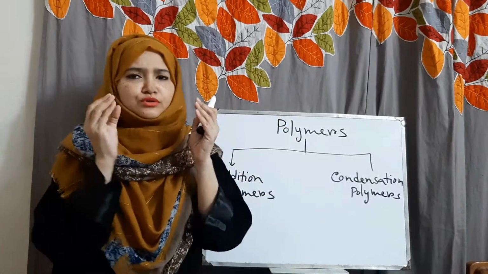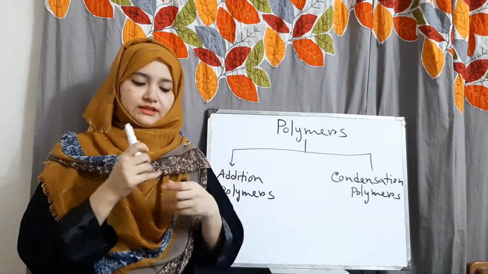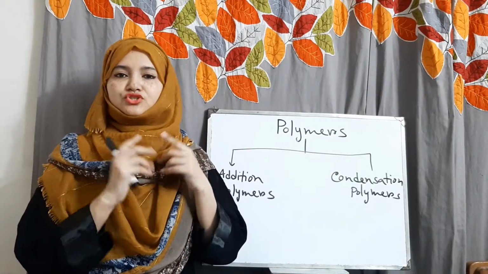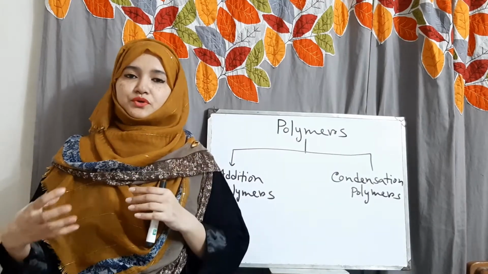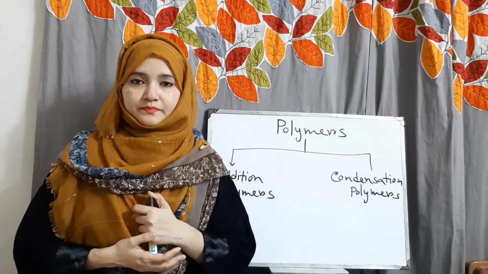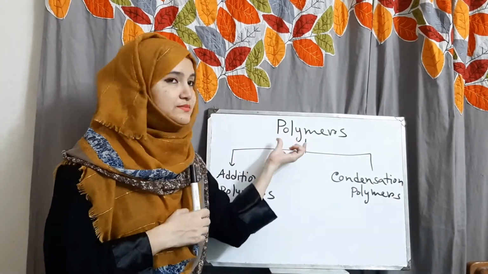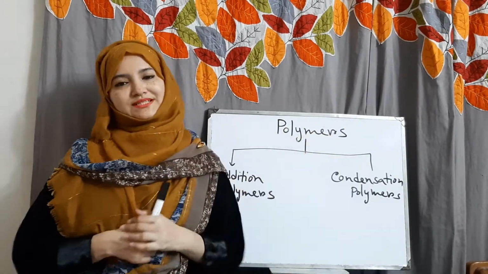If only two monomers link together and form a molecule, we call this molecule a dimer. If three monomer molecules join together and form a molecule, then we call this product a trimer. Then poly means several times. That's why we call them polymers.